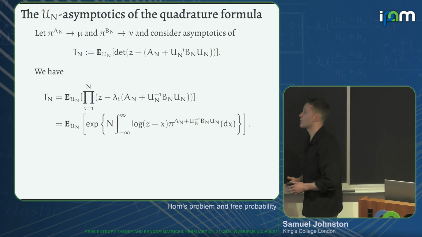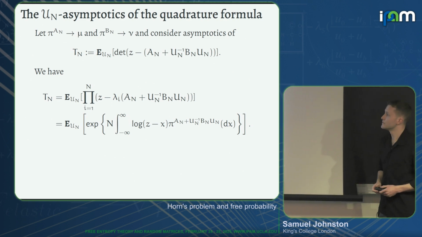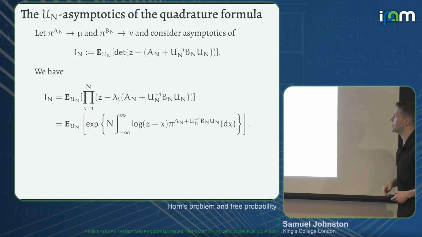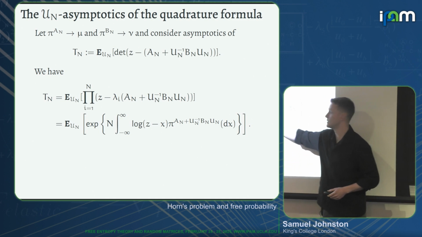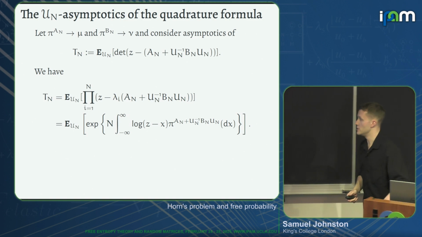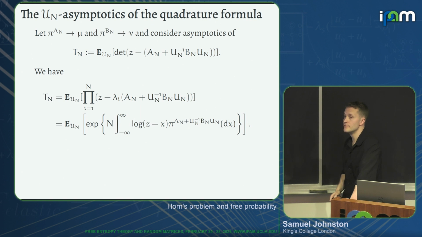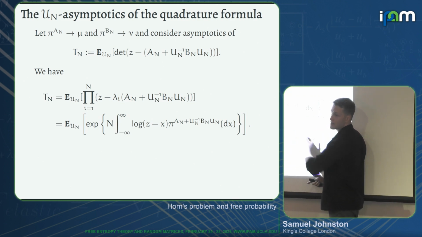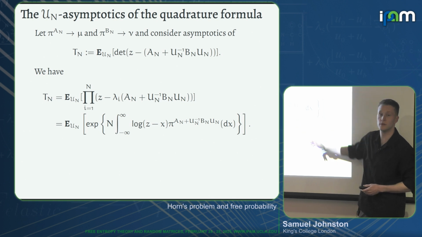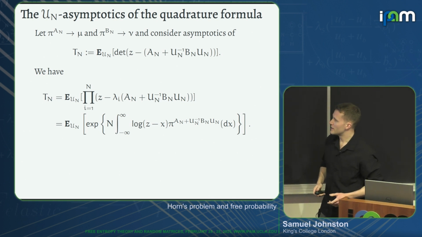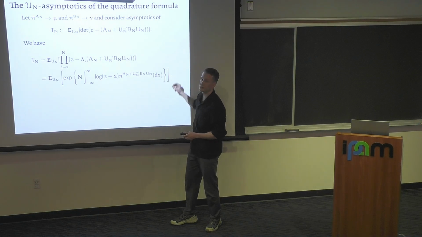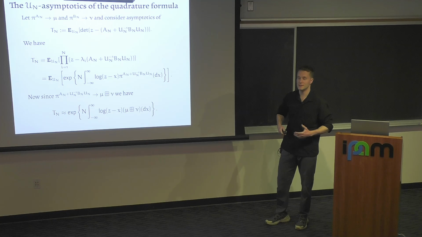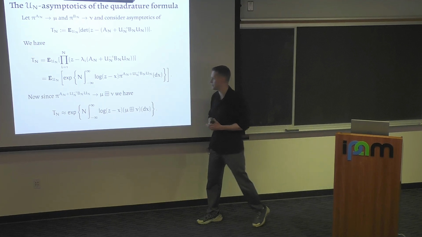So you can write a determinant as a product over eigenvalues. And unpacking this product, you can write this as e to the n times an integral of log(z minus x) against the empirical spectral measure of A plus U B U inverse. We know, thanks to free probability, that this measure here converges to the free convolution of mu and nu as n tends to infinity. You might naively guess that then this entire expectation behaves like e to the n times the integral of this against free convolution. And it turns out that that fact is indeed true. You can swap limits and everything you would expect to happen happens.